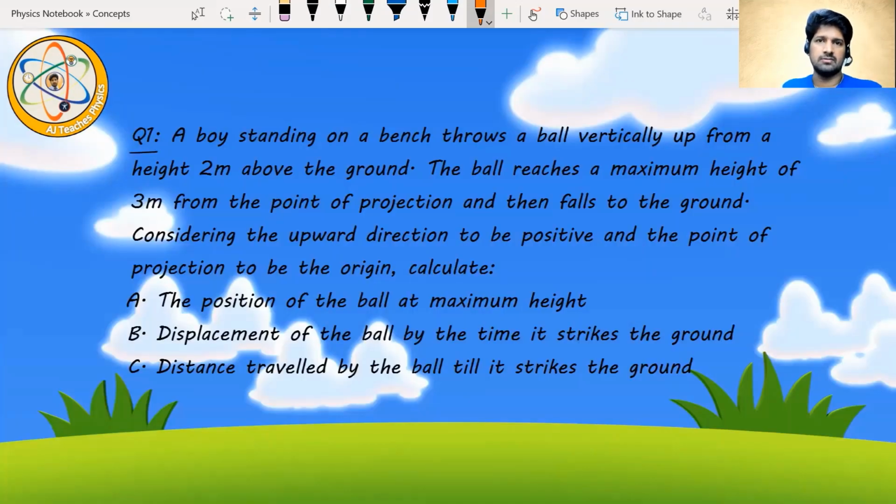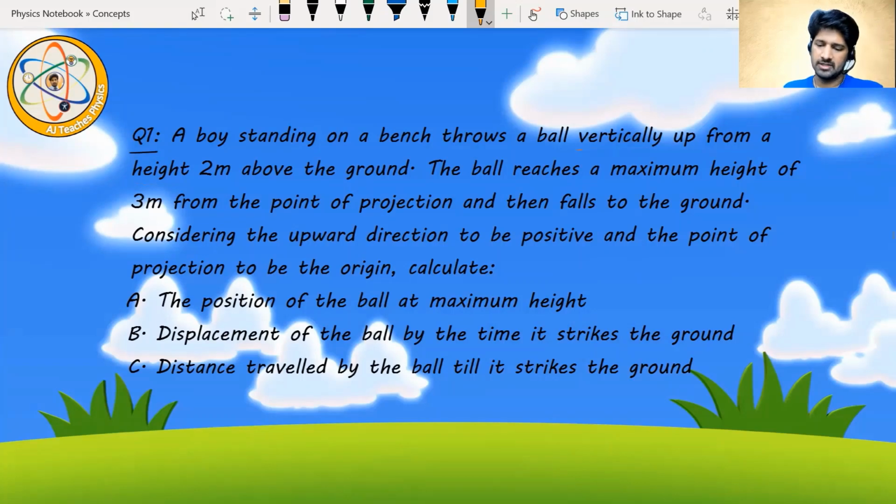Let's solve this question, which will help you learn the application of what we have discussed till now. The question says that a boy standing on a bench throws a ball vertically up from a height 2 meters above the ground. The ball reaches a maximum height of 3 meters from the point of projection and then falls to the ground. Considering the upward direction to be positive and the point of projection to be the origin, calculate the position of the ball at maximum height, displacement of the ball by the time it strikes the ground, and the distance traveled by the ball till it strikes the ground.